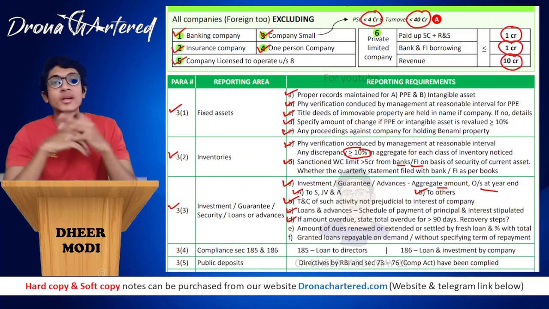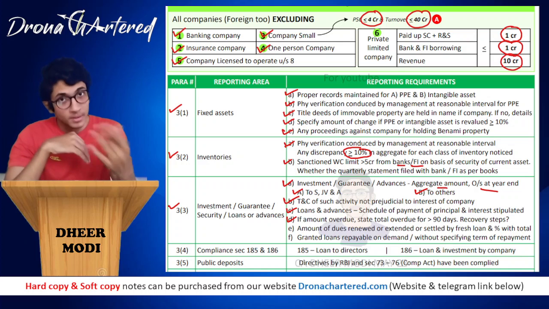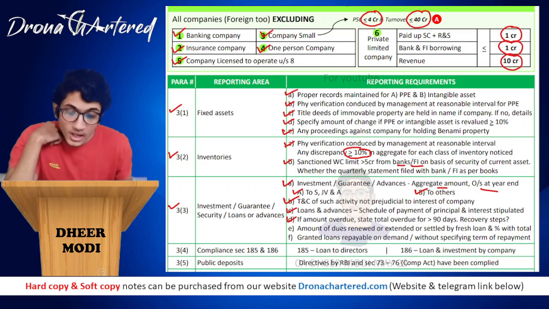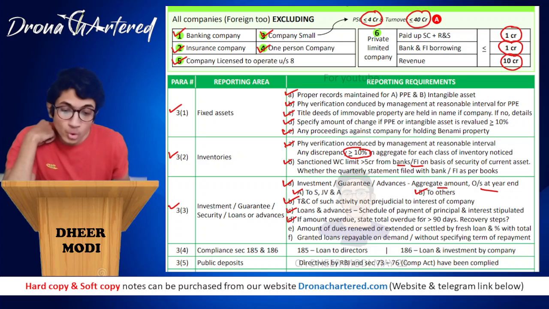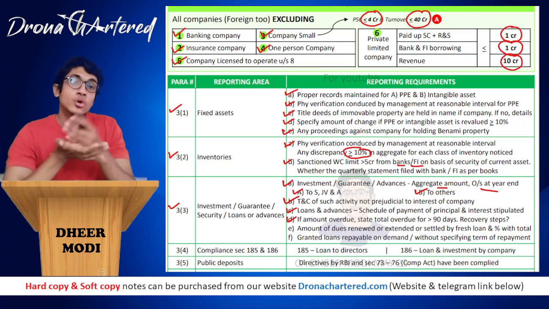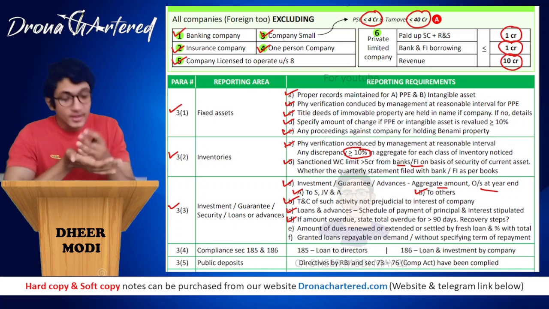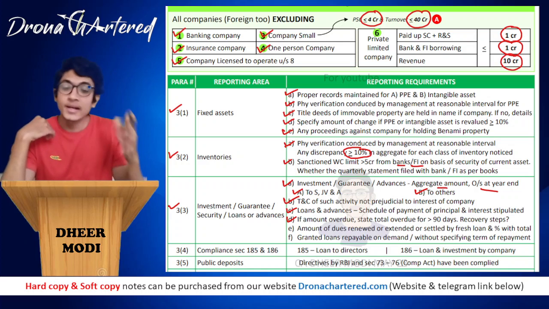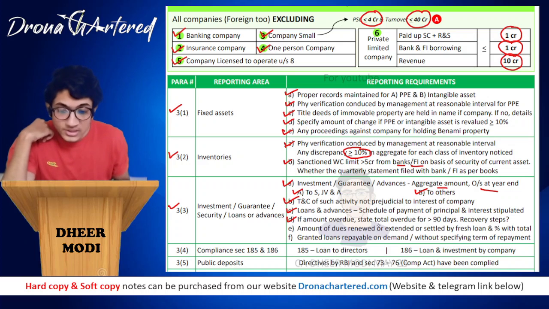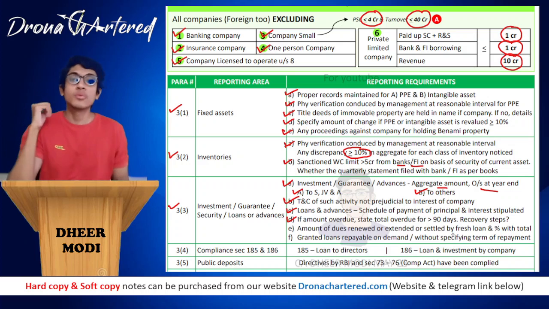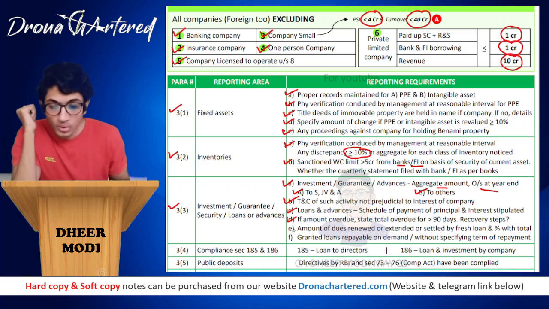Next is if amount overdue, state the total overdue. Overdue, that is already the expiry date, the payment date has already passed on and you have still not received the money. So if the amount is overdue, state the total overdue for greater than 90 days. That is from your date, from when the payment must have been made, 90 days from that date. If even after 90 days you have not received the money, in such a case, you have to state the amount overdue and also what recovery steps you have taken to realize this amount.